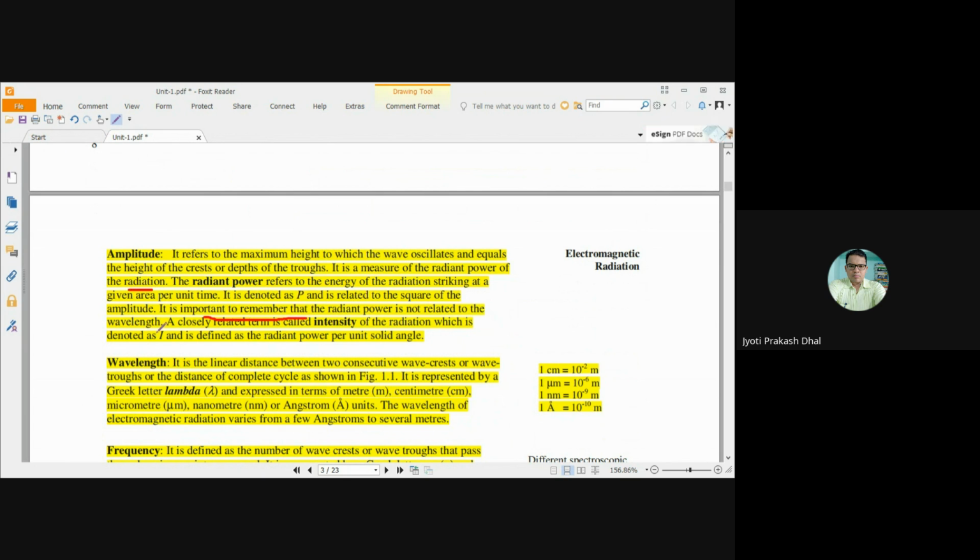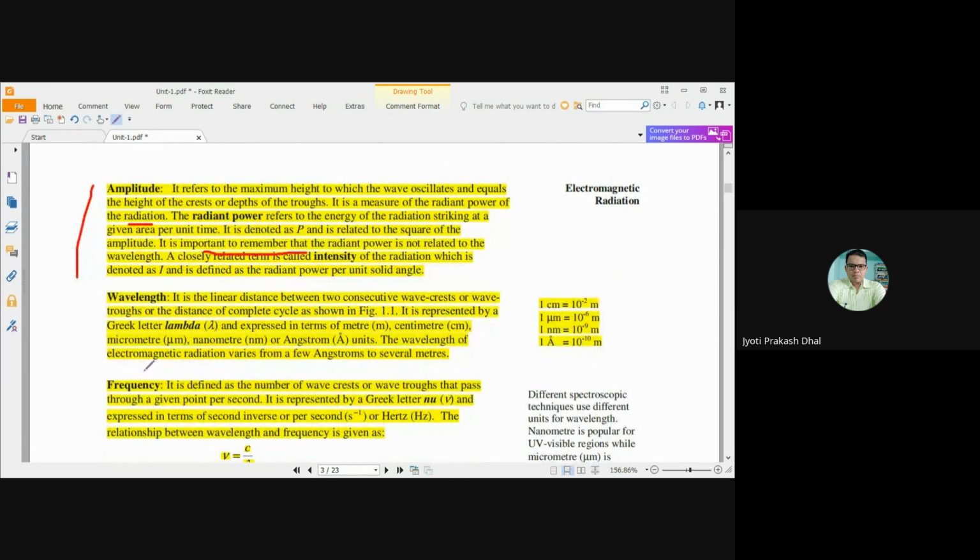and the radiant power is denoted as P, which equals the square of the amplitude, and it is closely related to the intensity of the radiation. That means a wave having more amplitude has more intensity, which is denoted as I, and is defined as the radiant power per unit solid angle. So this is the first characteristic, and next we'll move to the second characteristic.